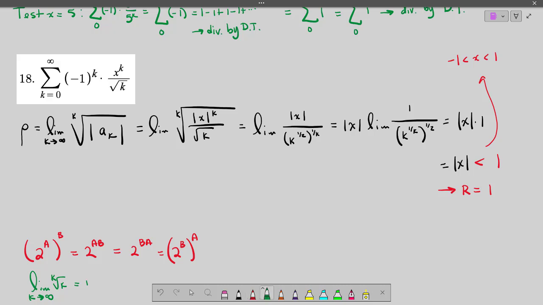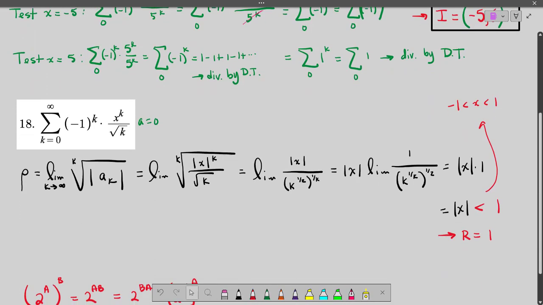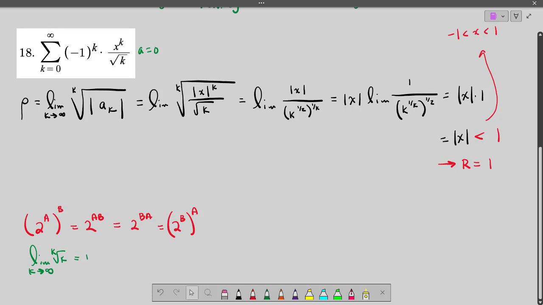Make note of that. Make sure it's clear in your mind, right? The center here is 0 because there's not x minus anything. Similarly up here, center is 0. Okay, so we now know the goalposts. We now know that we are dealing with an interval of convergence that is going to have this left endpoint and that right endpoint. But once again, we need to test those endpoints.